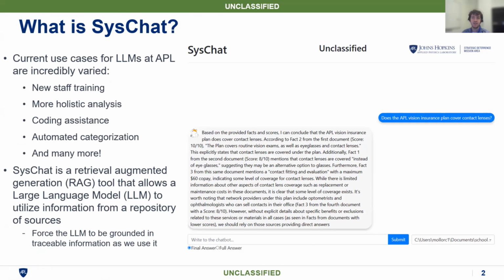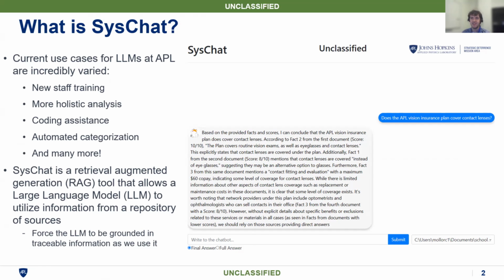So we have lots of things that we're interested in using large language models for, but the issue is that those sort of tasks are not always grounded in things such as our documentation, which is important to us because we don't want it to hallucinate and, for new staff training, tell staff things that are wrong. Or even specific to APL, if they want to know about benefits and stuff.